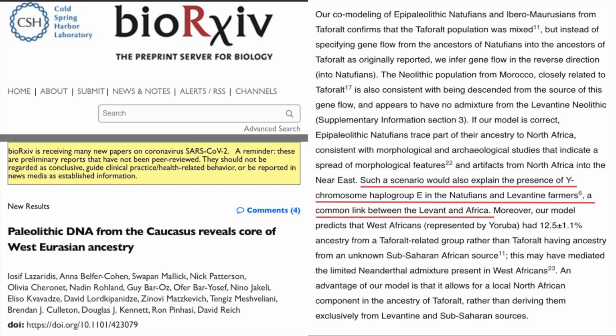So when it comes to their Y DNA, Natufians and Levantine farmers had haplogroup E. This is from Paleolithic DNA from the Caucasus Reveals Core of West Eurasian Ancestry. So if the ancestors of Semites are Natufians and Levantine farmers, and if the Natufians have haplogroup E, then it logically makes sense to say that the Semites as well will have haplogroup E.